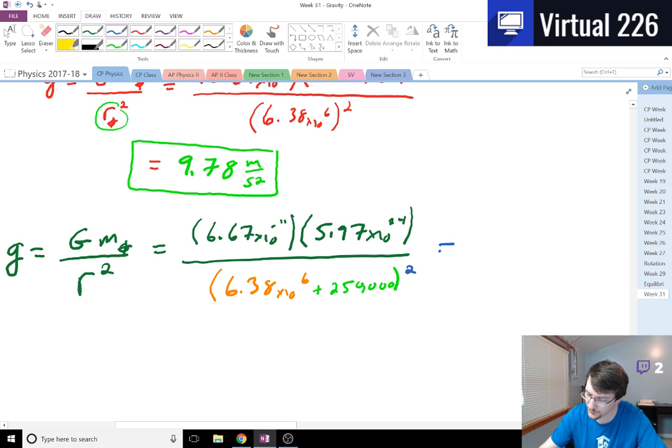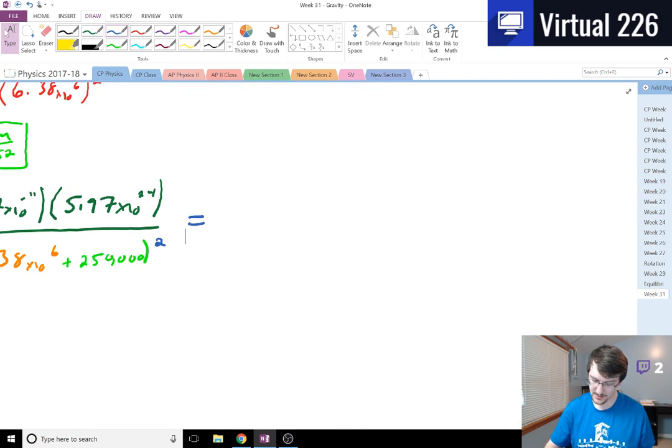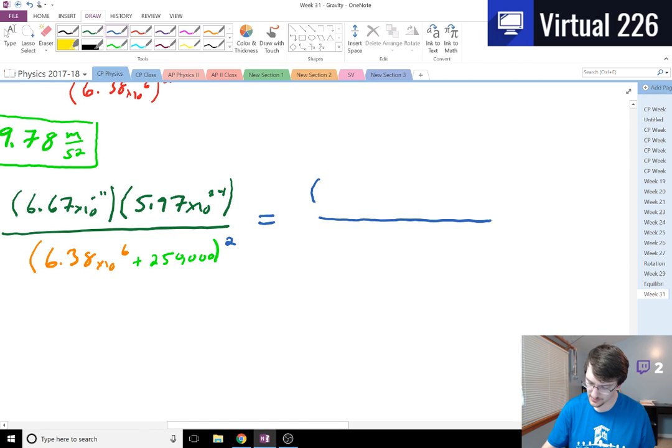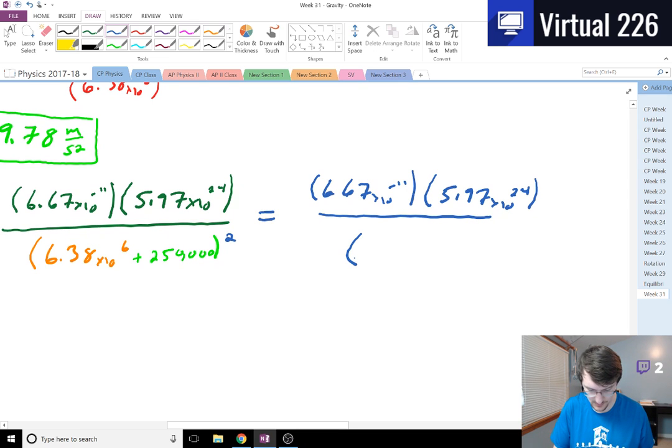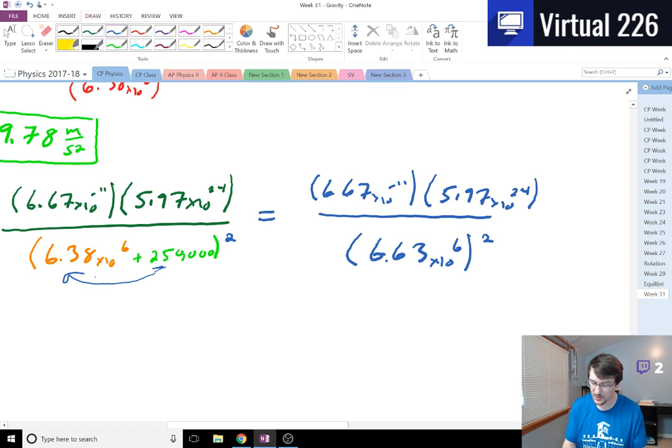Okay? If we do this and we put that all together, maybe you'd like to add the denominator first. If I do 6.38 times 10 to the 6th plus 250,000, you end up getting for the denominator that, with the numerator being the same, 6.67 times 10 to the negative 11th times 5.97 times 10 to the 24th. The denominator in this case is 6.63 times 10 to the 6th squared. So our denominator didn't change that much. We just added a little bit more onto that.